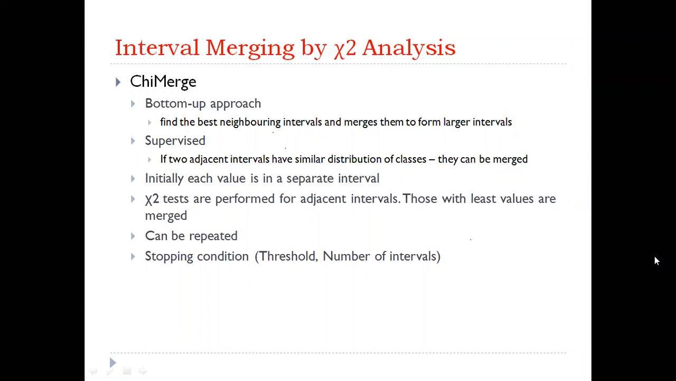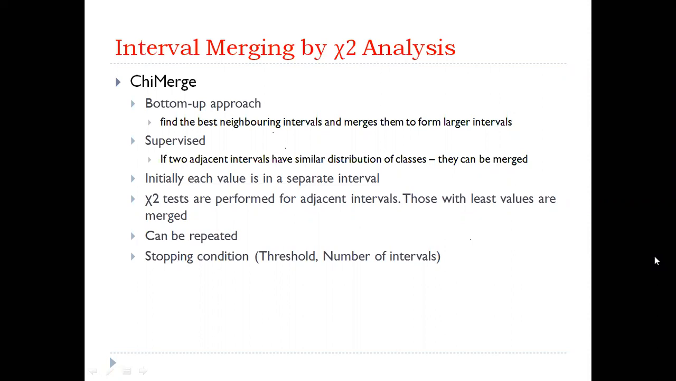Then coming to the supervised method, here entropy also is a supervised kind of discretization. If two adjacent intervals have similar distribution of classes, like most of the time it is yes and yes only, then why can't I merge those two? I can do that, isn't it?